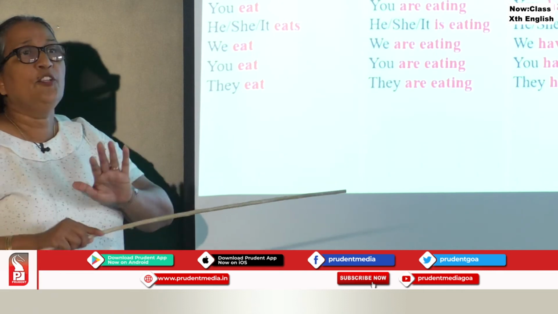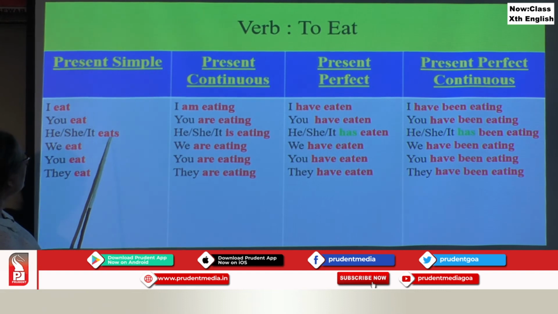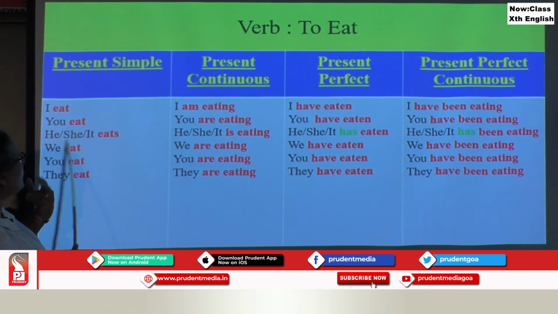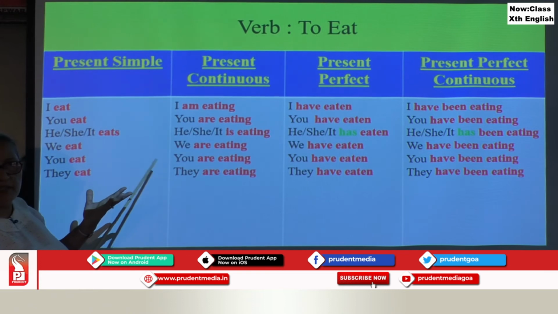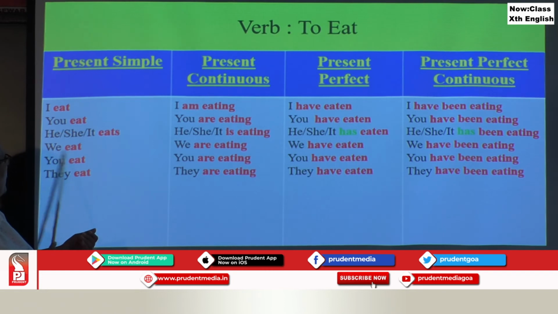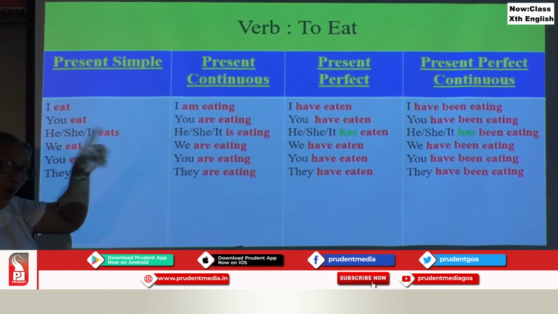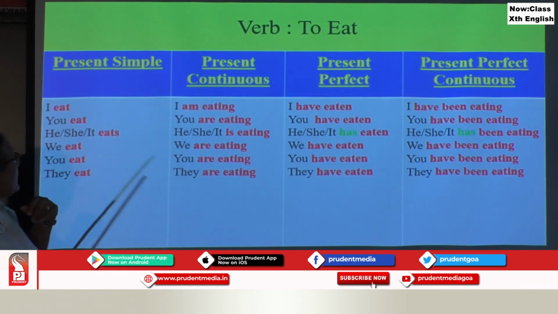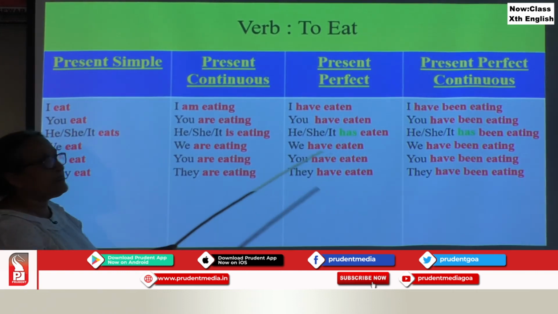Now let me take a normal form, though it is irregular. I eat, you eat, he, she, it eats, we eat, you eat, they eat. Drinks, I drink, you drink, he, she, it drinks. We drink, you drink, they drink. Sleeps, I sleep, you sleep, he, she, it sleeps. We sleep, you sleep, they sleep. But in the case of verbs ending with O, D-O, do, G-O, go, you get in the third person es added. The other part remains the same.